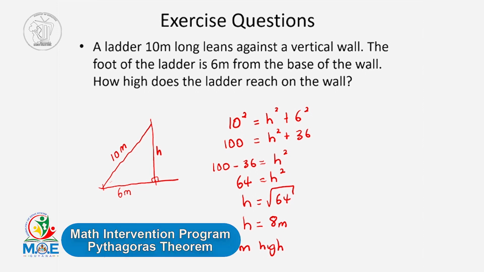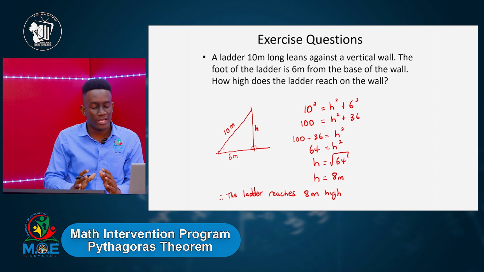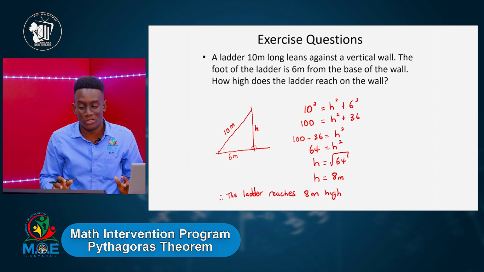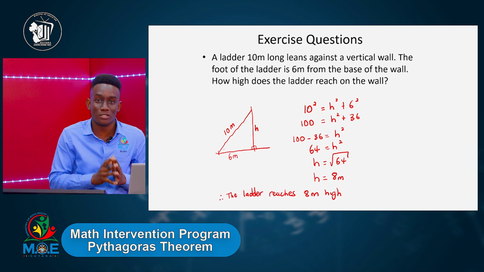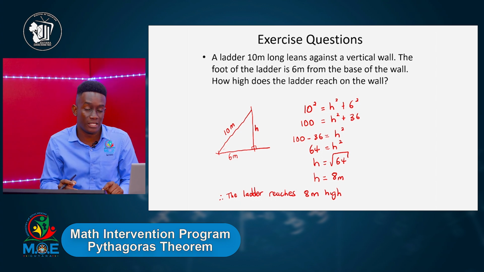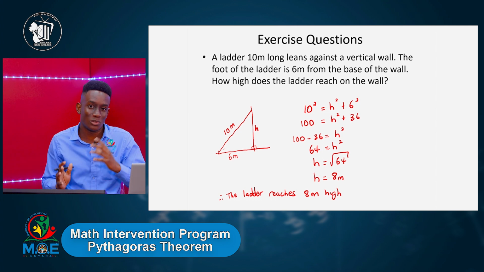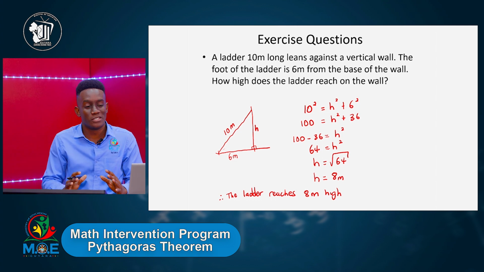In this case, we just had to sketch the diagram so that we can have an idea of what we're dealing with. Then we use the Pythagoras theorem because we are dealing with a right angle triangle and we are given two sides and want to find the missing side. It doesn't matter which two sides we are given, as long as we're given two and have to find the missing one, we use the Pythagoras theorem.